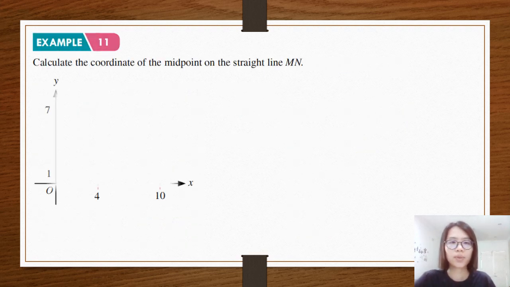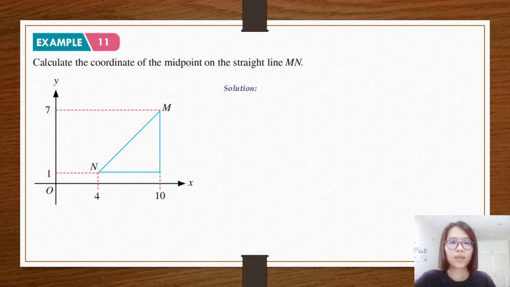Now we look at example 11. Calculate the coordinates of the midpoint on the straight line MN. First, we have to identify the coordinates for point M and point N.